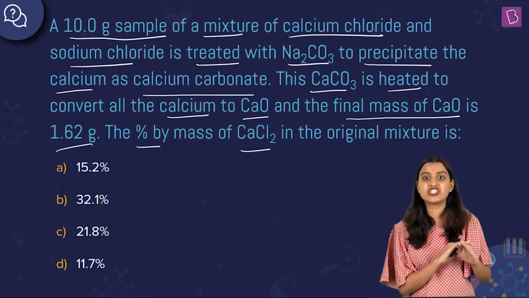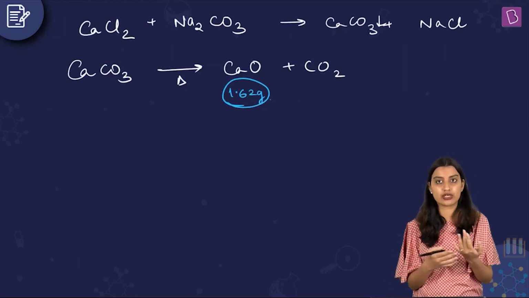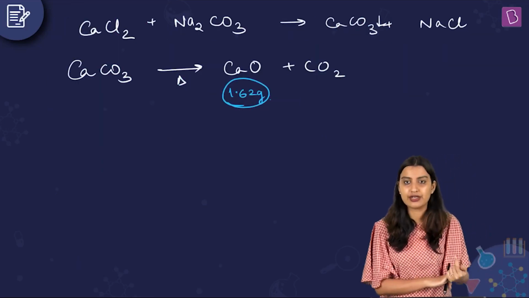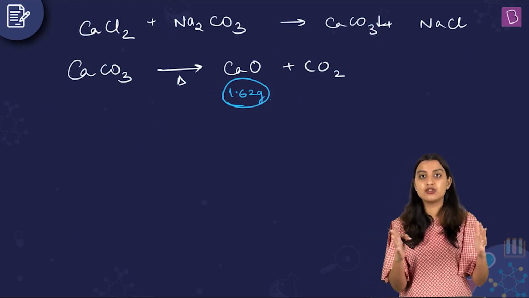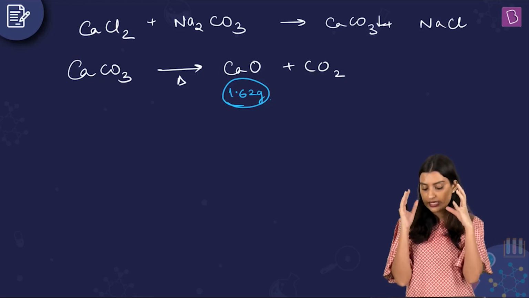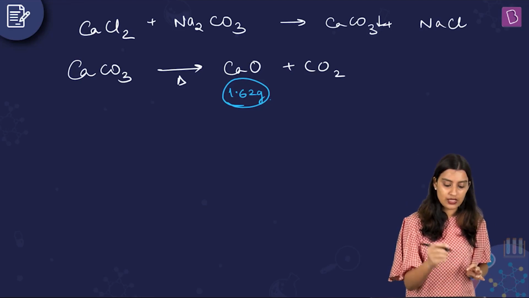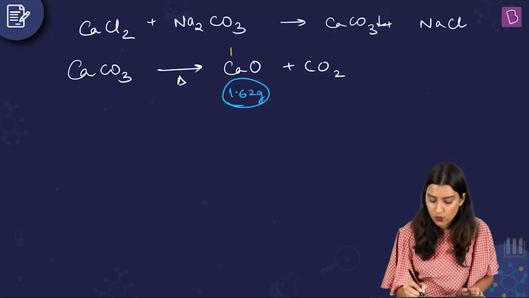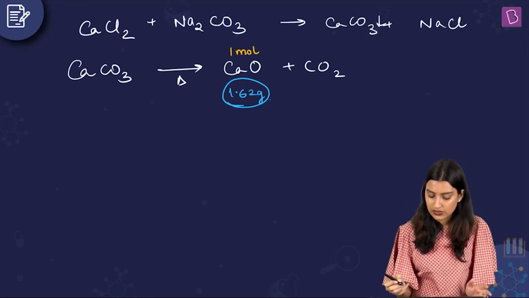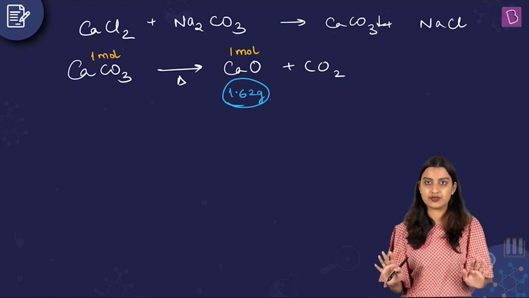They have not mentioned anything about the percentage yield of the reaction, which is what I was looking for, because then we would also have to factor that in. So since they have not mentioned it, I can safely assume that my reaction is operating at 100% yield. Now I can say that 1 mole of calcium oxide is coming from 1 mole of calcium carbonate, because the second reaction is balanced.